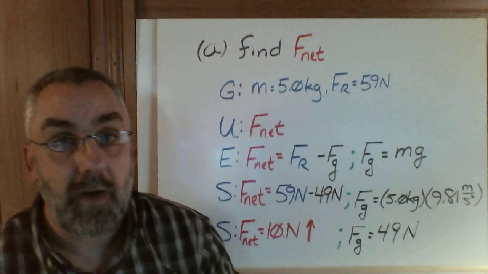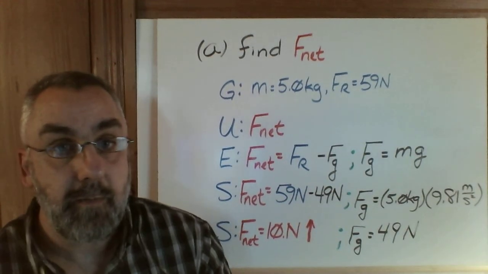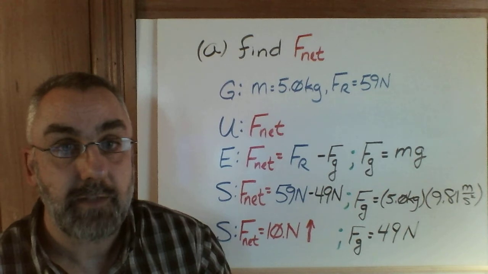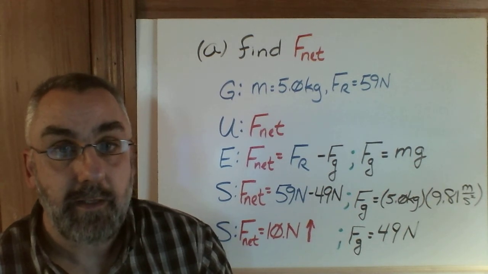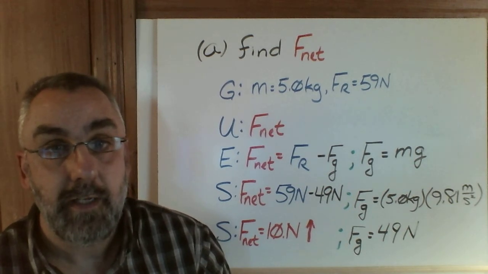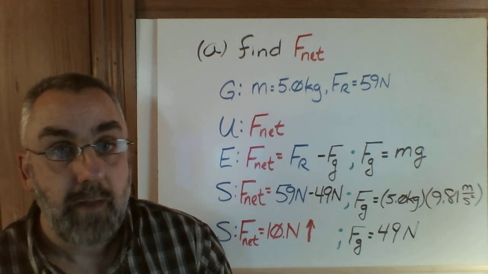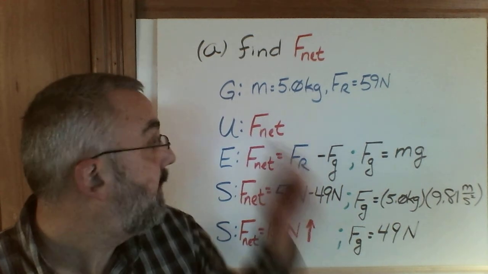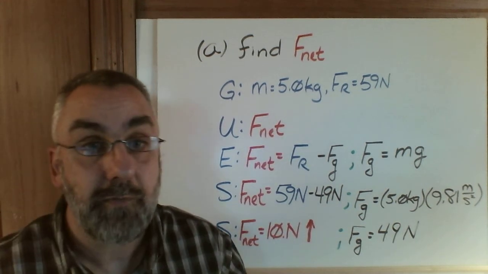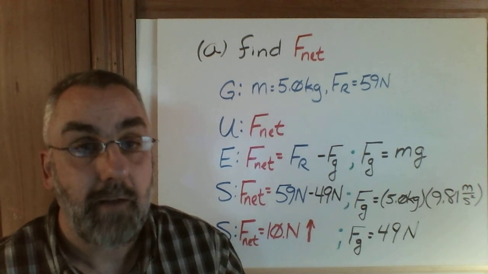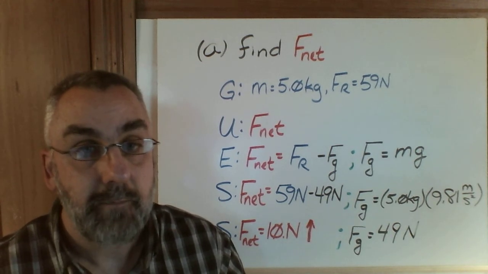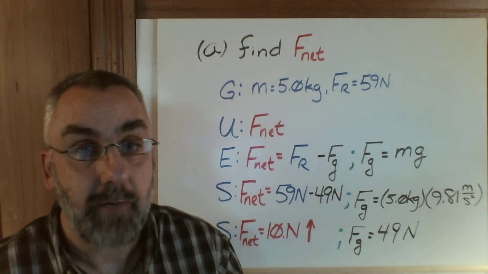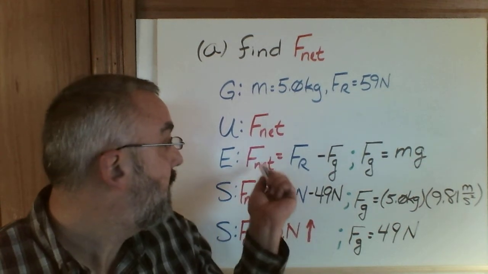Now, as we tackle the first part of the problem, I've listed some of the given information. The mass of the rocket is 5 kilograms, and the force provided by the rocket engine is 59 newtons. The unknown in this problem is F net. We're trying to figure out how much force in excess of the weight of the rocket is available to accelerate the rocket. So what we can do is we can say F net.